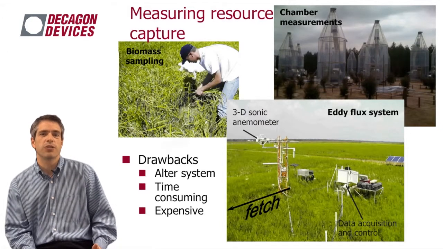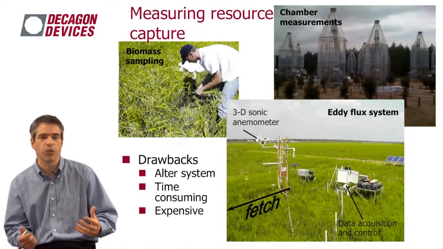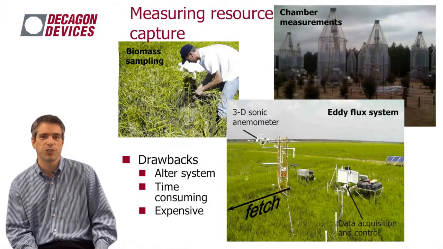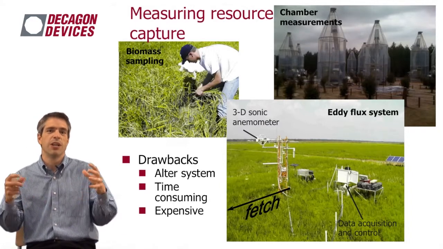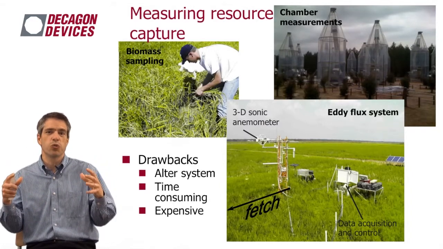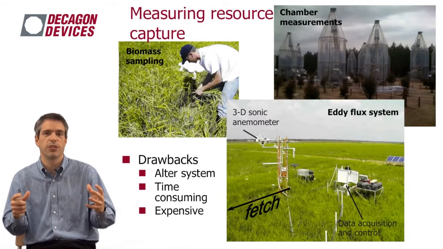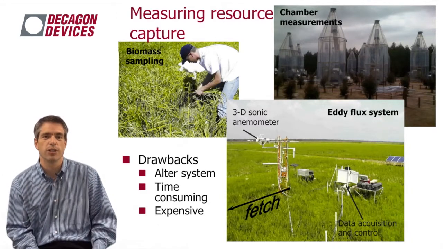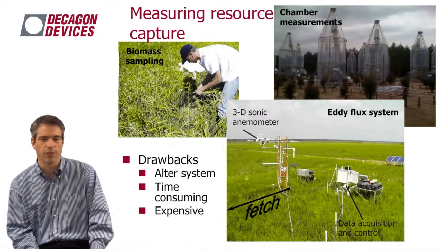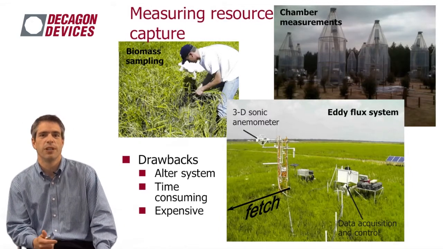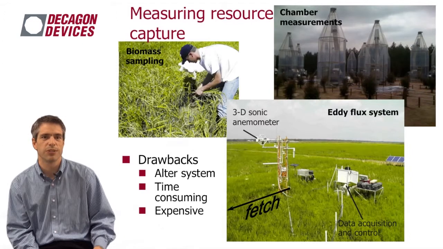Another way that you can look at this resource capture, this biomass accumulation, is in chambers. On the top right-hand side of your screen here, you see some chambers down near Sydney, Australia, that I visited a couple of years ago, where they were containing the entire tree that they were studying. Inside these chambers, they could control the conditions of this tree, and they could look at biomass uptake, among a lot of other things. This is a really cool area that they were doing this in.